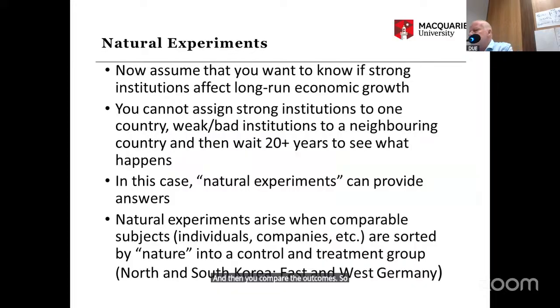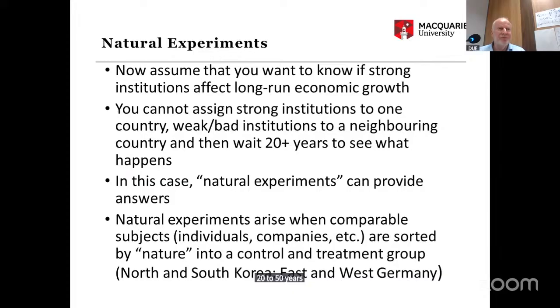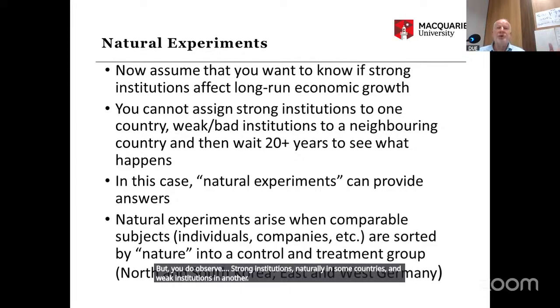So natural experiments. In capital markets, you have to resort to something known as natural experiments. So, can strong institutions affect long-term growth? But you can't just assign some countries to have strong institutions and others not, and then wait 20 to 50 years to see the outcome. You just can't do that. But you do observe strong institutions naturally in some countries and weak institutions in others. So that gives you a natural experiment.